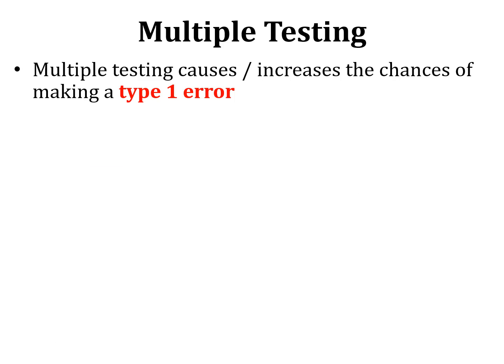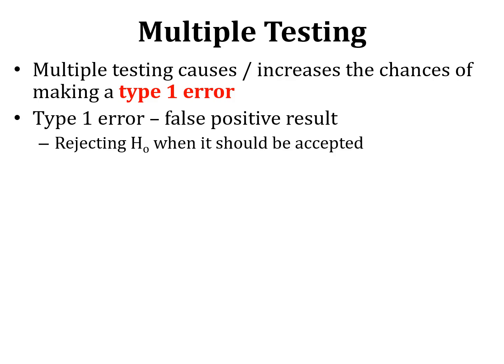And what is that statistical objection? That statistical objection is based on the chances of making a type 1 error, because multiple testing increases the chances of making a type 1 error. Now, what is a type 1 error? A type 1 error is a false positive result. A false positive result means that you are rejecting the null hypothesis when it should have been accepted.